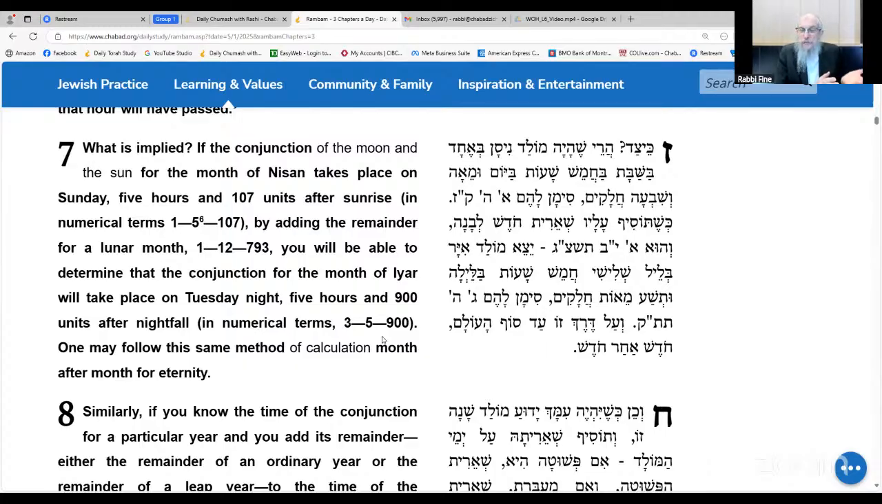So if a witness comes and says, I saw the new moon Wednesday, in the month of Sivan. I was there. It was 5 o'clock in the afternoon. I saw the moon. It can't be because it can only be at 6. An hour earlier was not possible. Means he wasn't telling the truth. Got it?